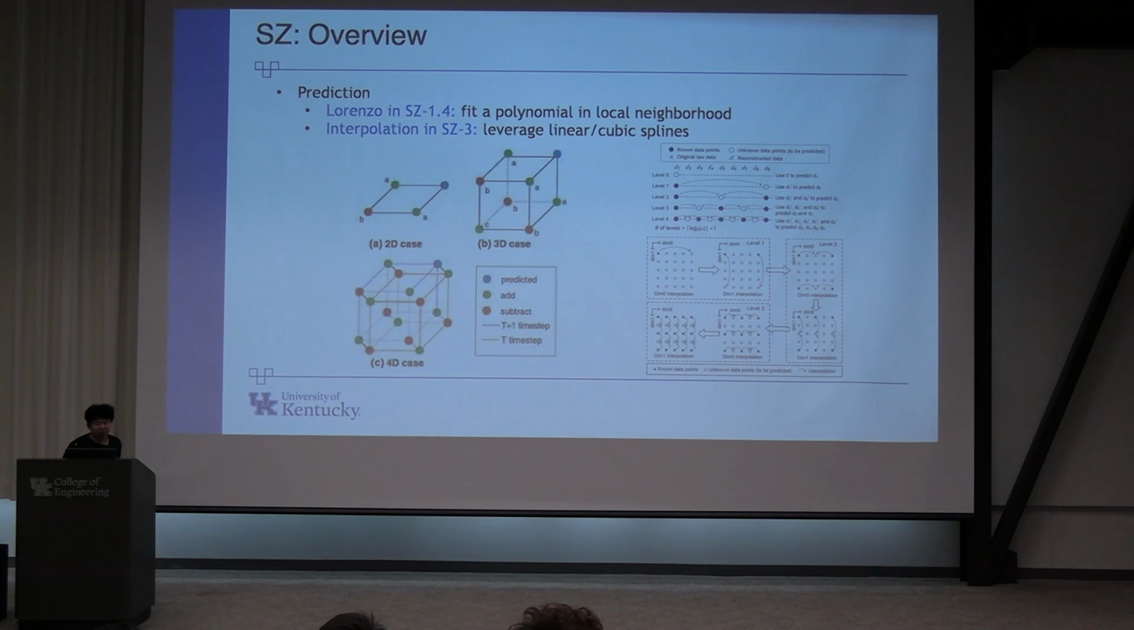Another predictor used in SZ is the interpolation predictor. Basically, it leverages some traditional interpolation mechanisms, such as cubic spline fitting, to approximate the data. Again, they have different prediction results or efficiency, and they have a different level of parallelism that we can exploit.